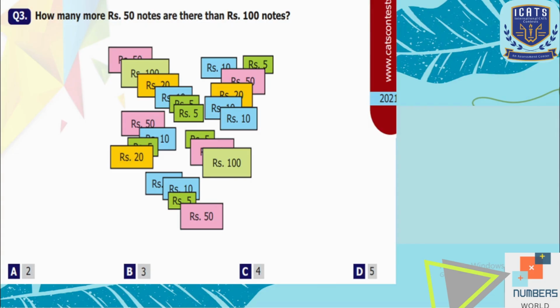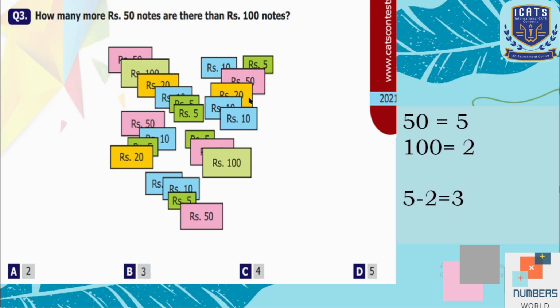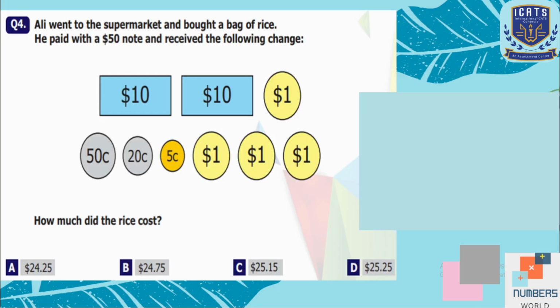Question number 3. How many more rupees 50 notes are there than rupees 100 notes? So we can count the number of rupees 50 notes, which are in pink color: 1, 2, 3, 4, and 5. And then we can count the rupees 100 notes. There are 2 notes. So we have to find the difference between the number of notes. So 5 minus 2 is equal to 3. B is the correct option.